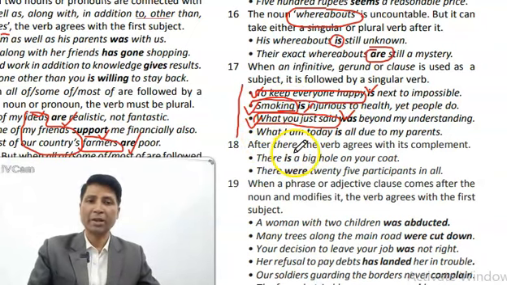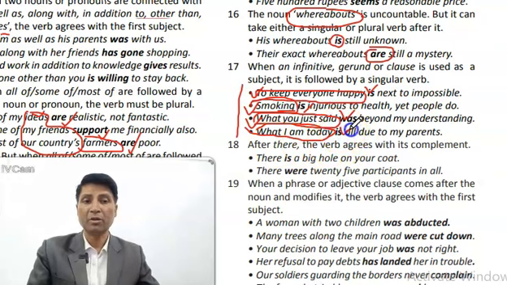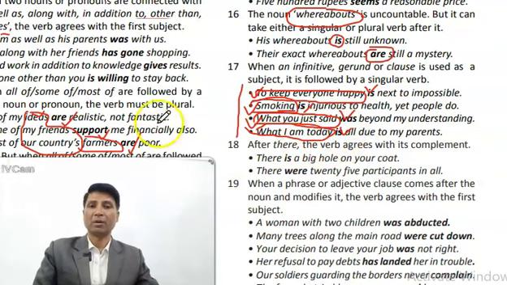What I am today is all due to my parents. So this part, what I am today, is a subordinate clause. So here a subordinate clause is functioning as a subject of this verb. Therefore, the following verb is singular.